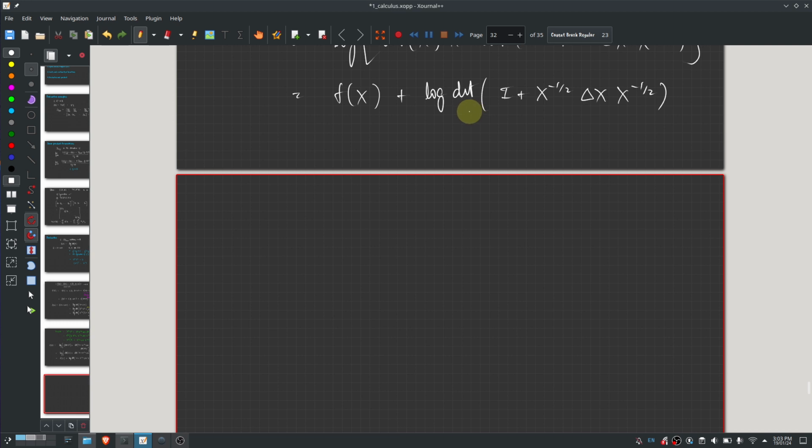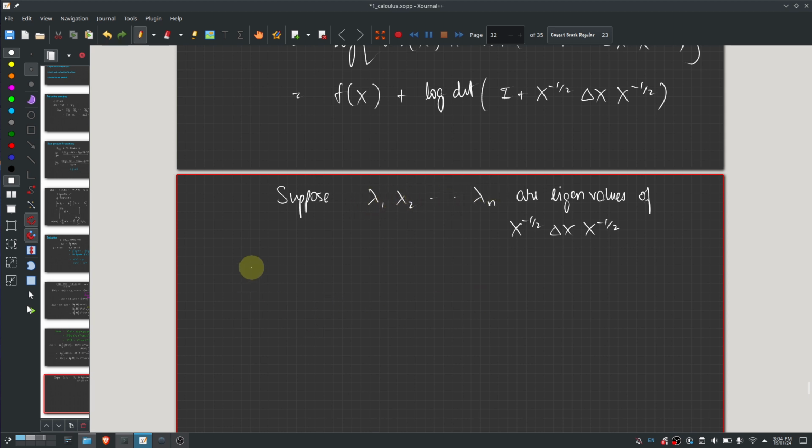So I have the determinant of this. Suppose that lambda 1, lambda 2, up to lambda n are the eigenvalues of x to the minus half delta x x to the minus half. Okay. If this is the case, then as delta x tends to 0, what would happen to this particular quantity? Each of these quantities would also tend to 0, correct? That's something to just keep in mind. So when we let delta x tend to 0, each of these lambda i's is also tending to 0.